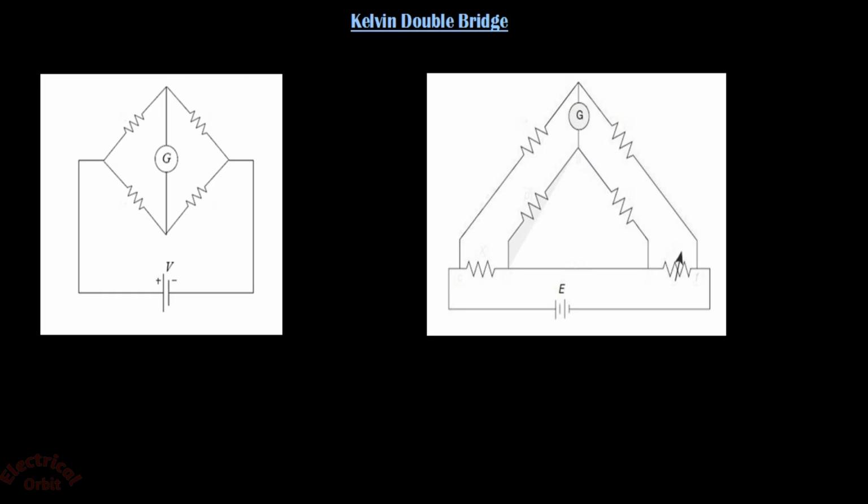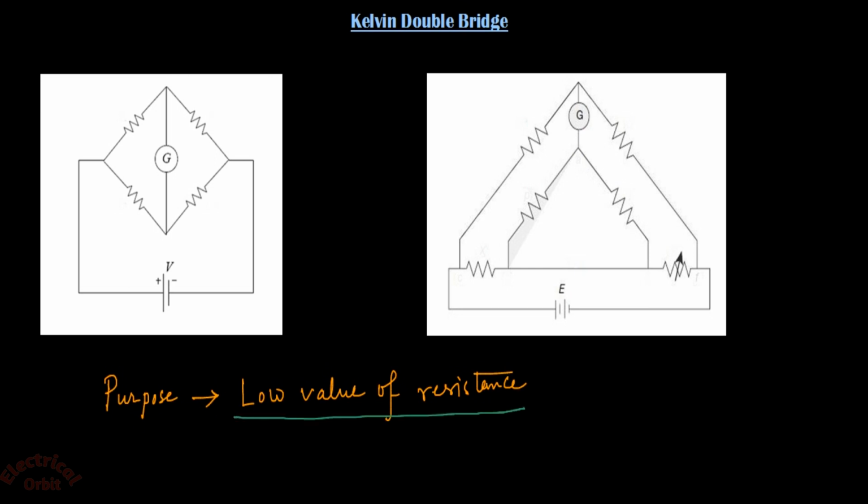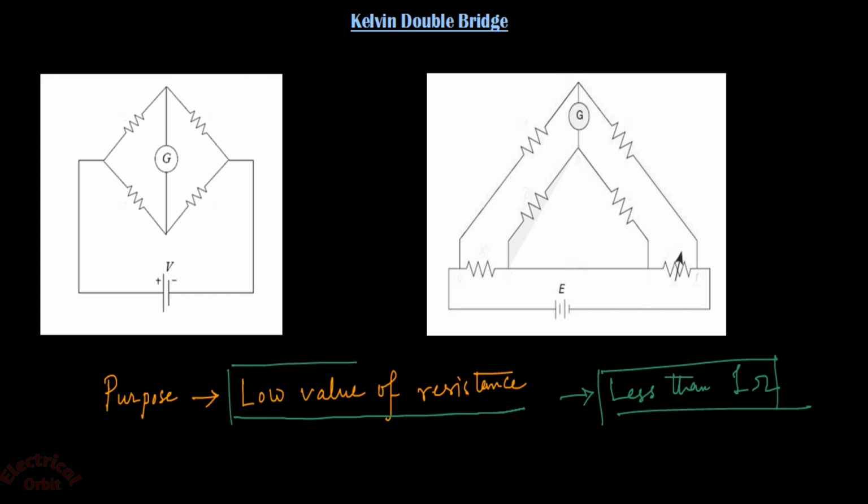In this lecture, we are going to understand the Kelvin double bridge. First, we have to know what is the purpose of using the Kelvin double bridge. The Kelvin double bridge is commonly used for measuring low values of resistance. Now, what is a low value of resistance? In an earlier lecture, I have already discussed that any resistance less than 1 ohm is called a low value resistance.